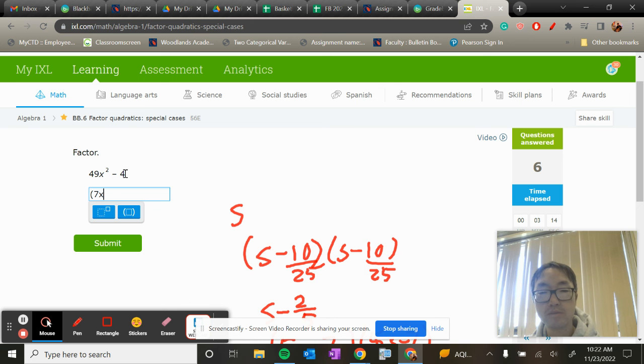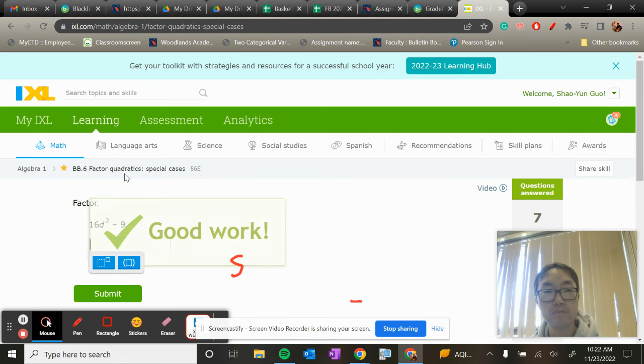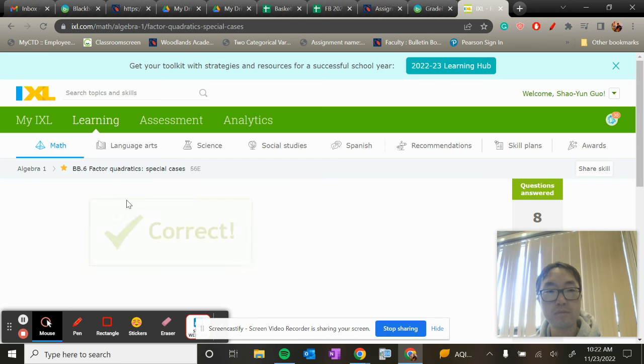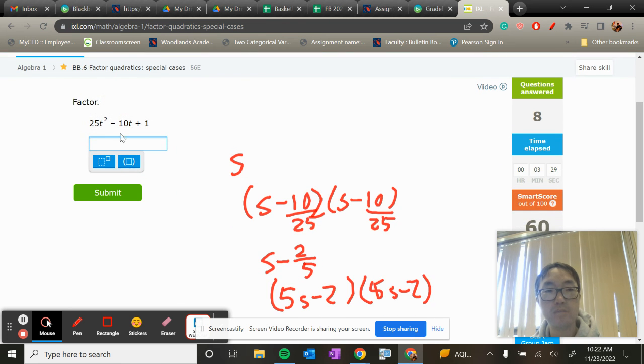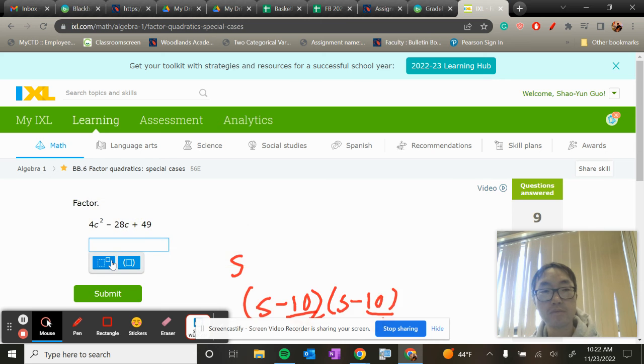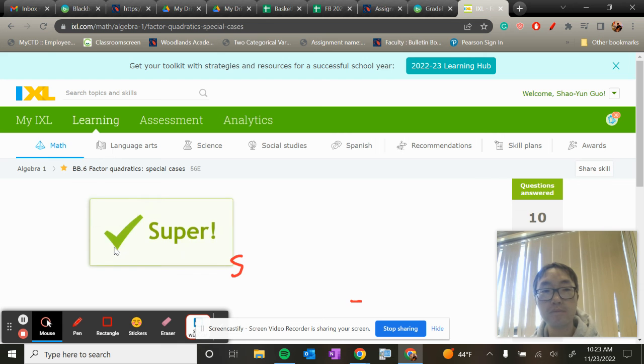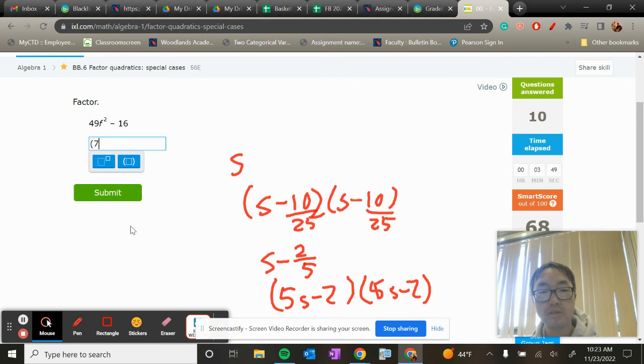Difference of squares. Bottoms up method. Bottoms up method. Difference of squares.